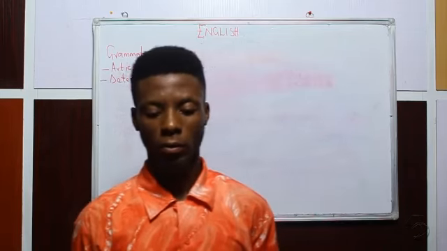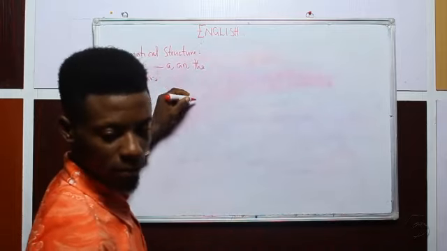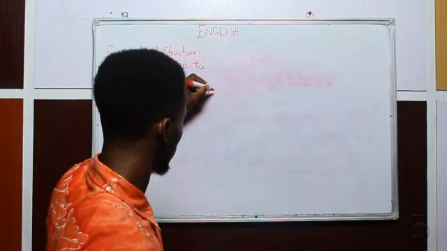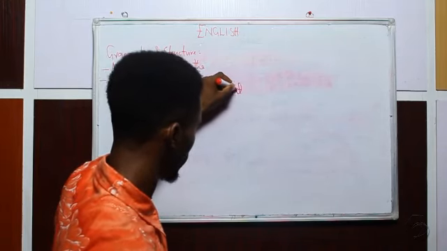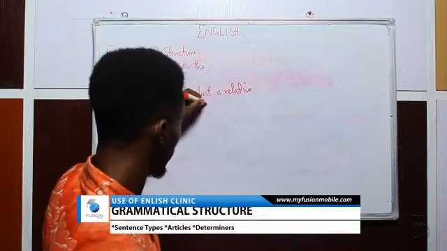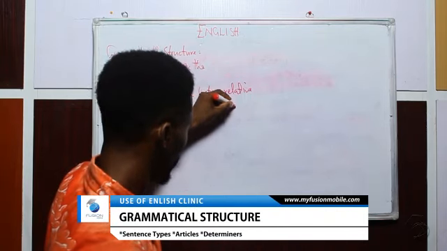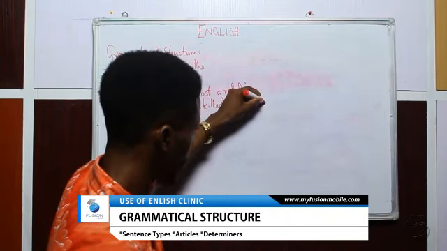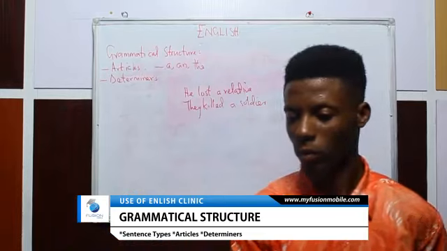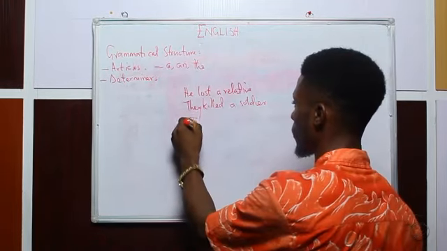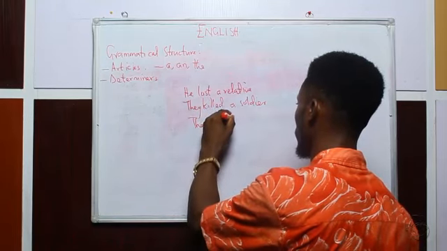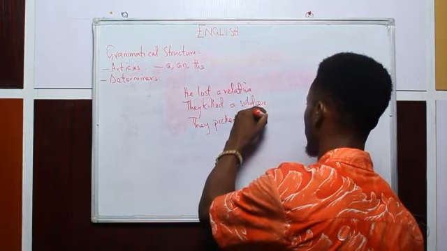Let's take these examples. We have: he lost a relative. They killed a soldier. And we also have: they picked an insect.